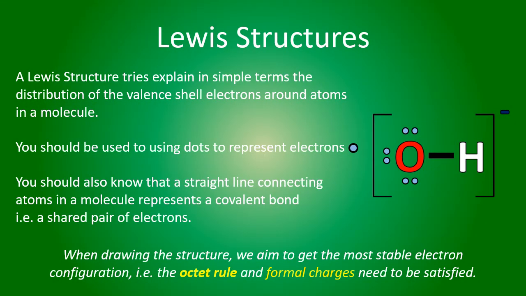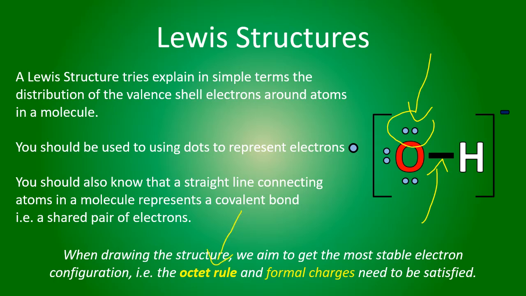So let's look at Lewis structures. Lewis structures just basically try to show you where the electrons are distributed around atoms in a molecule. They're fairly straightforward once you get your head around them. So we're looking at a couple of things here, using dots to represent electrons. We've got a lone pair of electrons represented by two dots, and also this straight line connecting the two atoms together is a covalent bond.